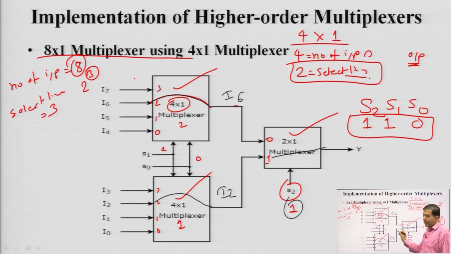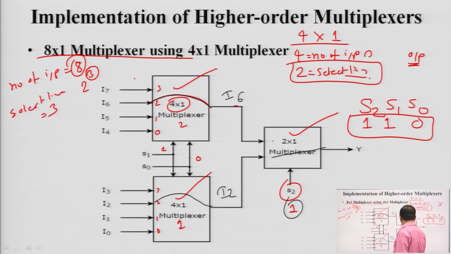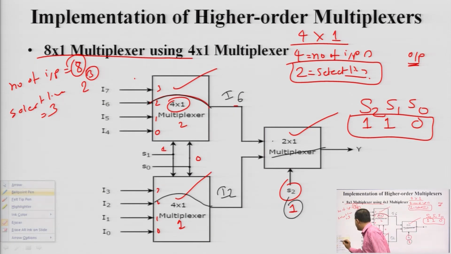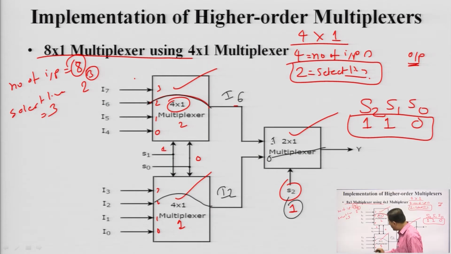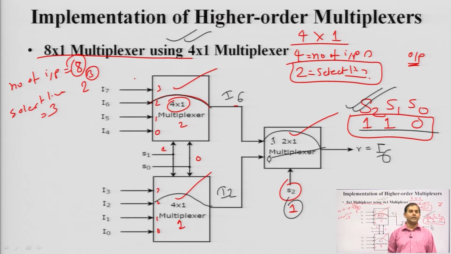Sorry, this is 0 and this is 1, extremely sorry. Here for 2 cross 1 we have this as 0 and this as 1 because we are counting from downwards 0 1 2 3. So, it will be 0 and 1. S 2 is 1, so the output will be connected to this. So, now the output is I 6. You can check that the select line combination 1 1 0 gives the output I 6. So, here the 4 cross 1 multiplexer can be designed using 2 cross 1 multiplexers.